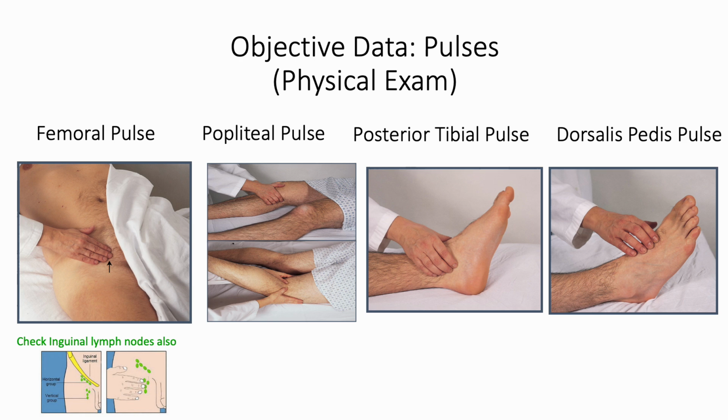Then you see the posterior tibialis, and the dorsalis pedis pulses. And then you check inguinal lymph nodes too. While you are checking femoral pulses, you can move around in that area.